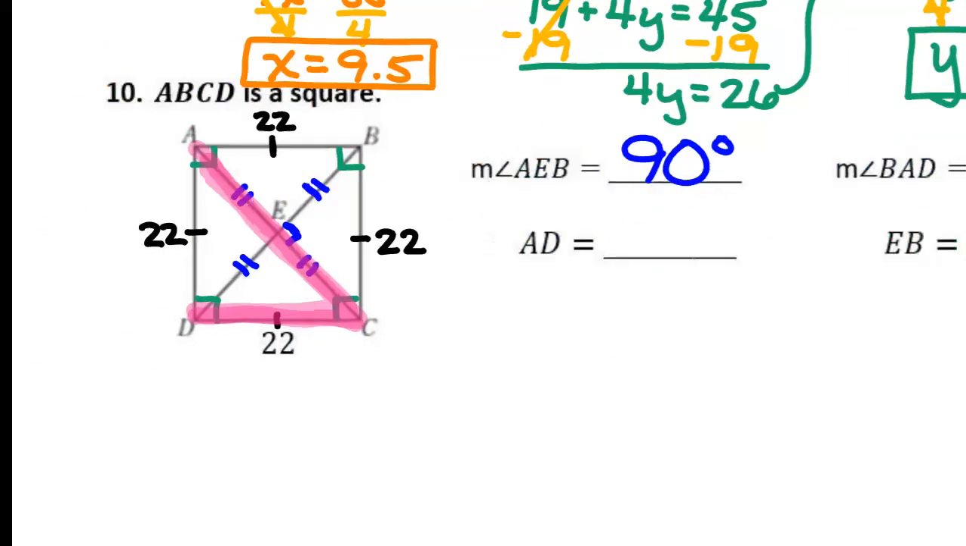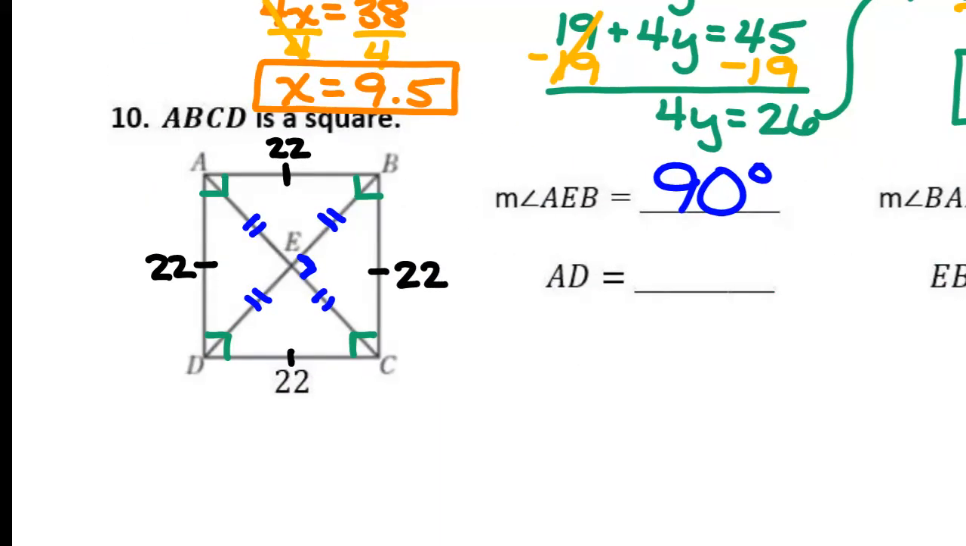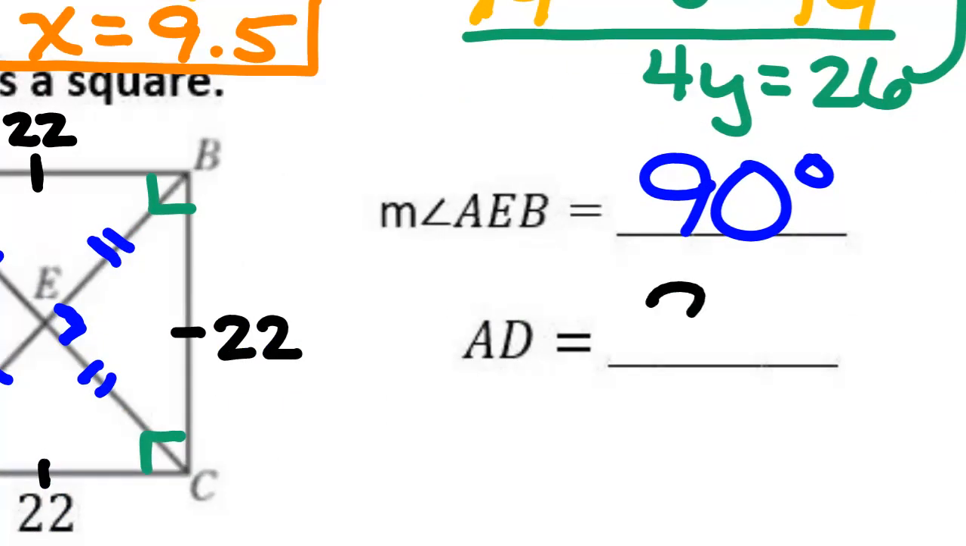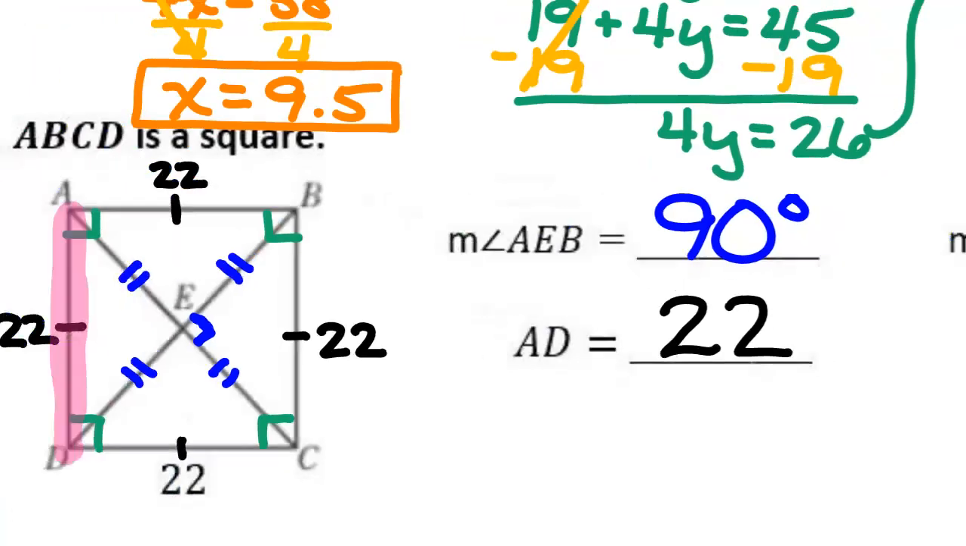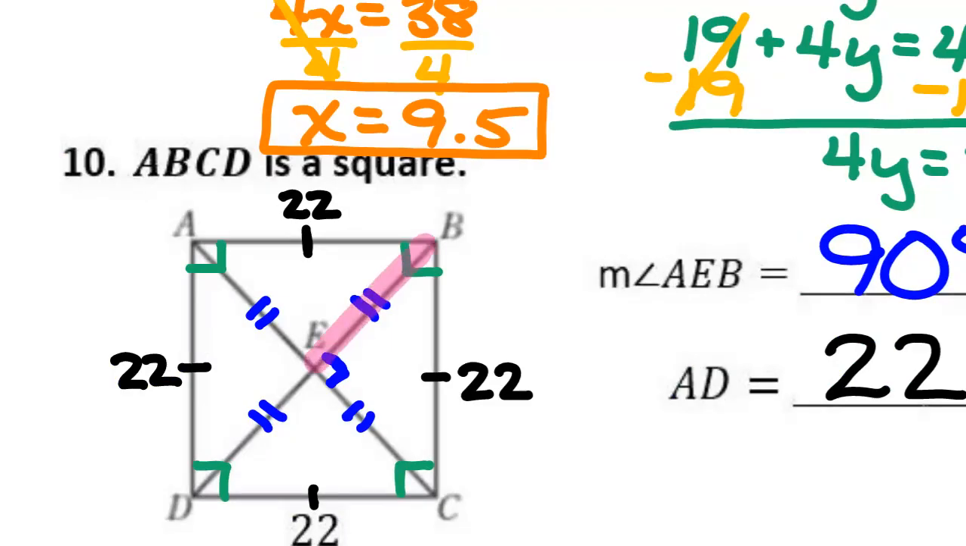All right, we got 3 more parts to this question. Next thing they want to know is the length of AD. How big is AD? 22. Then we want EB. Well, this is EB.